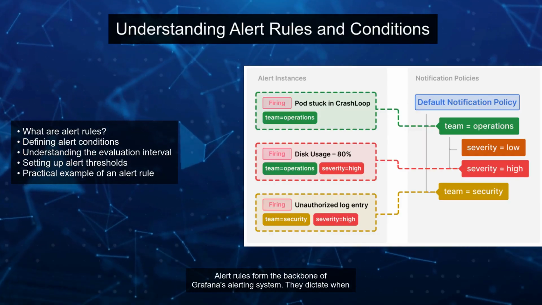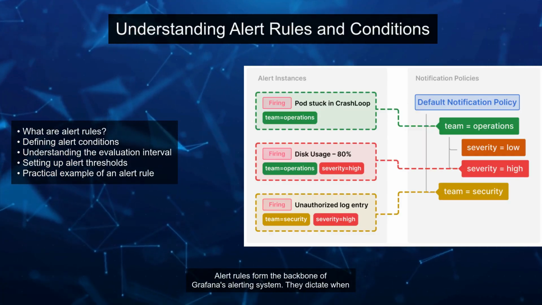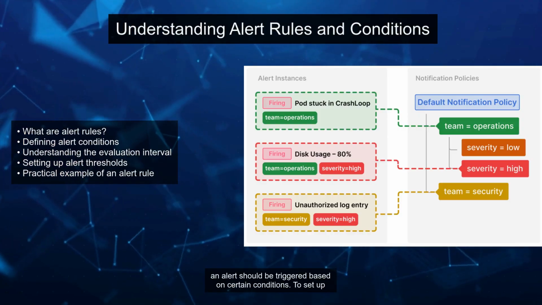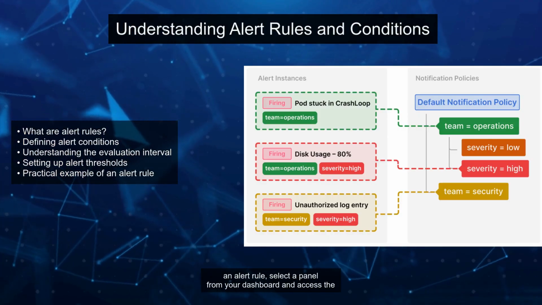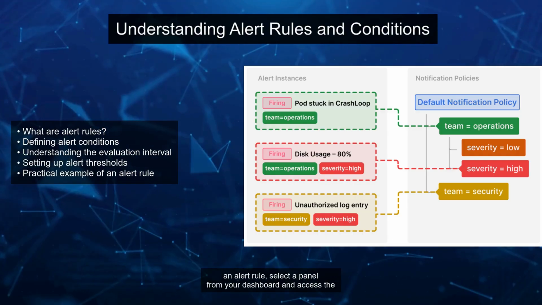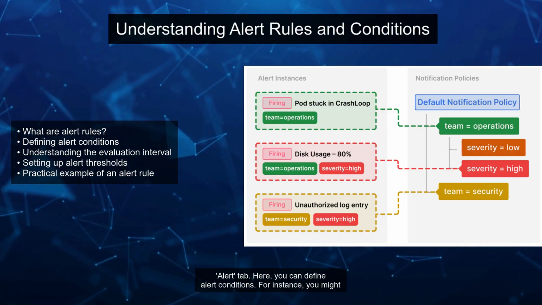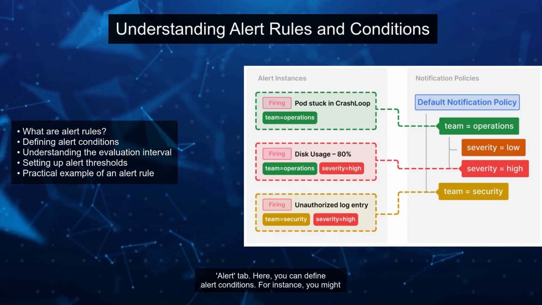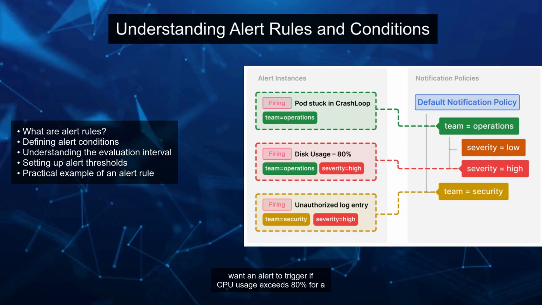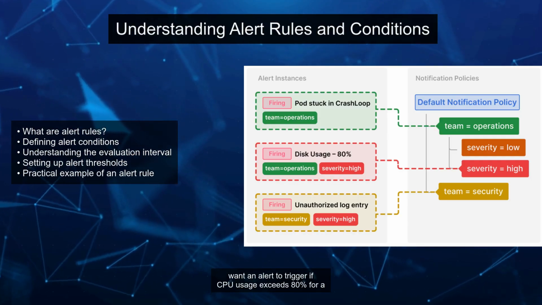Alert rules form the backbone of Grafana's alerting system. They dictate when an alert should be triggered based on certain conditions. To set up an alert rule, select a panel from your dashboard and access the Alert tab. Here, you can define alert conditions. For instance, you might want an alert to trigger if CPU usage exceeds 80% for a sustained period.